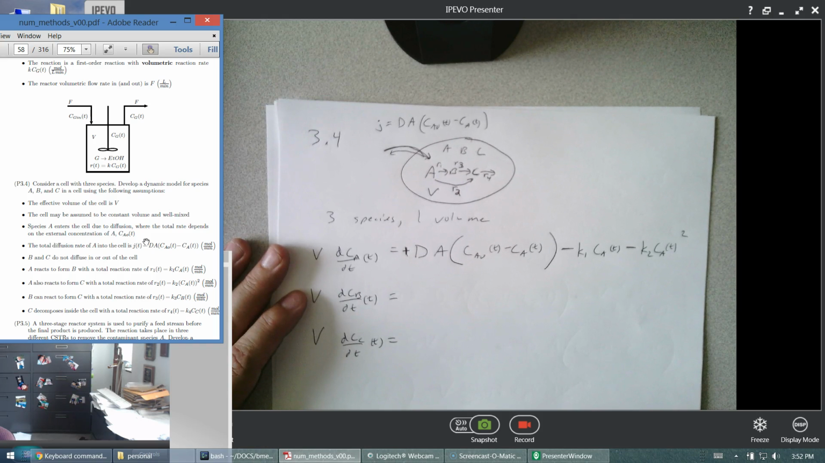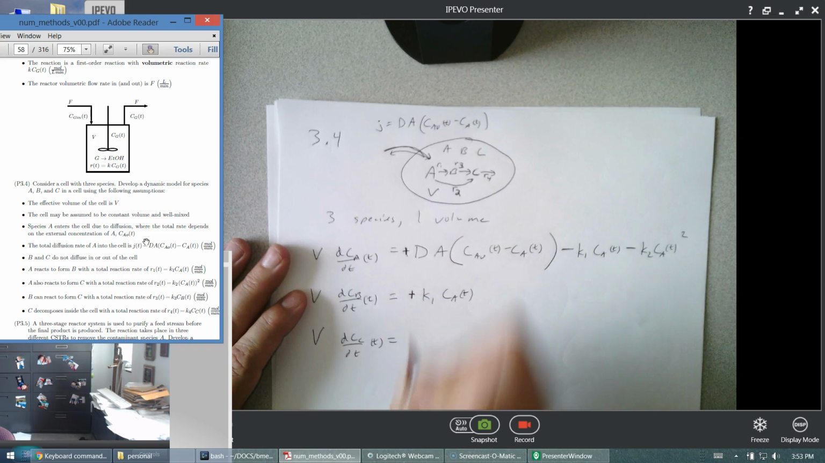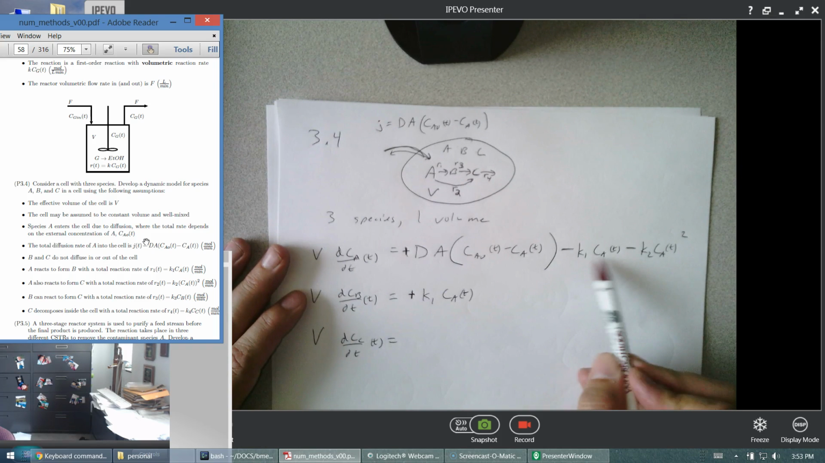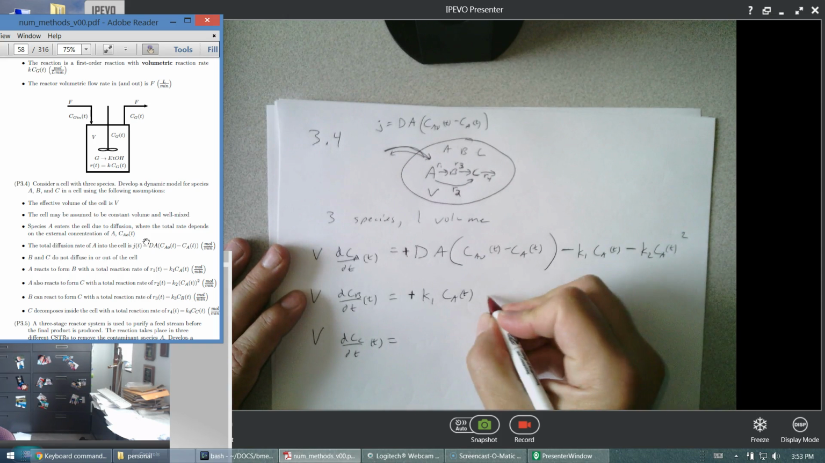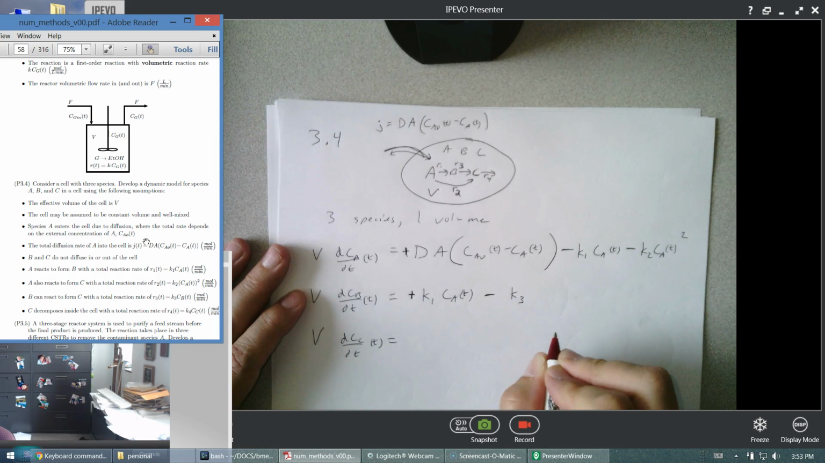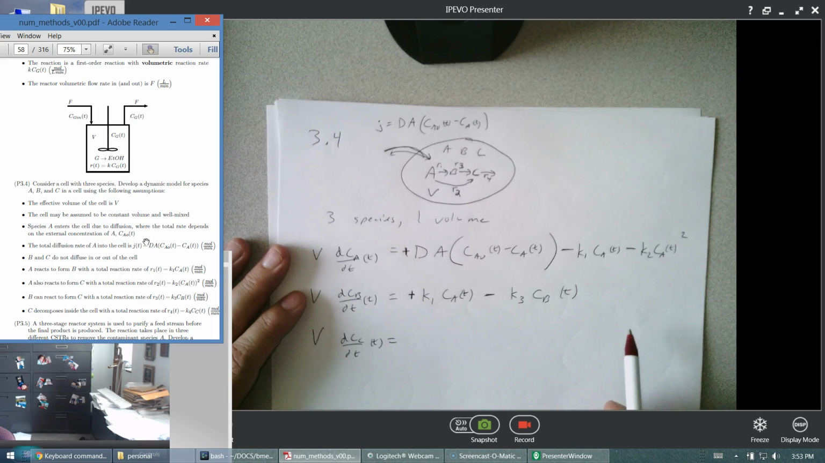Now, species B was created in one of those reactions. So A reacts to form B with K1Ca as the reaction rate. So K1Ca of T is forming B. Let's put a positive out front. It doesn't hurt to have that extra positive to show that every time A is consumed, we're making a B. B reacts to form C with a total reaction rate of R3. So we're consuming B at this rate, K3 Cb of T. Now B doesn't leave the cell or enter the cell, it just is produced from A and converts to C.